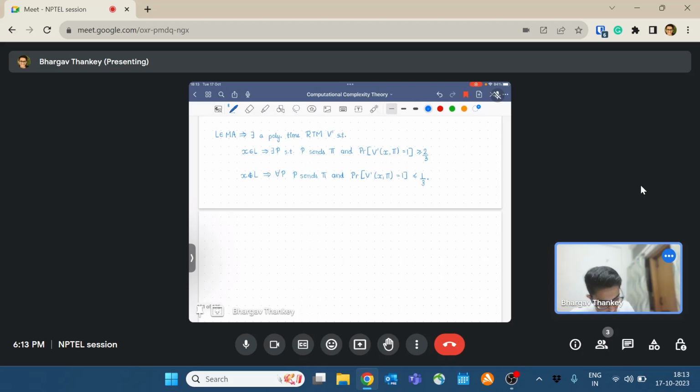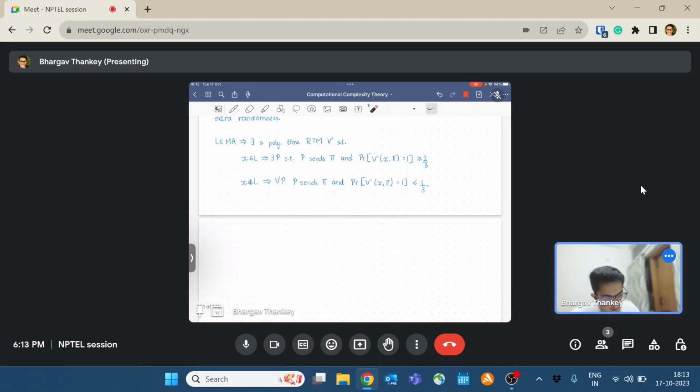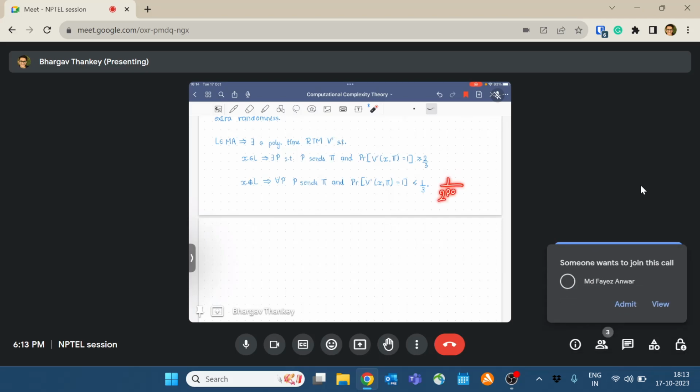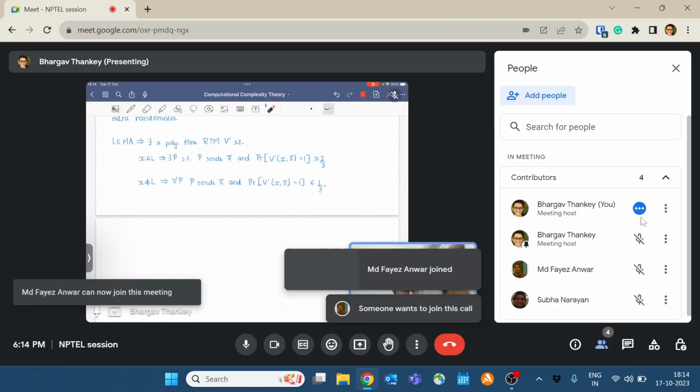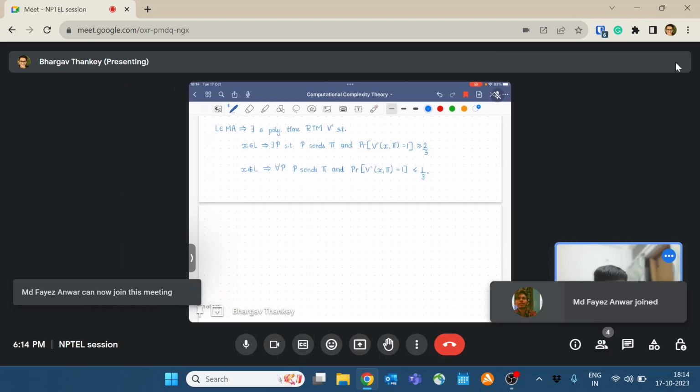So the first step in this proof is to increase the gap between these two probabilities. What we'll do is we'll first show that we can assume without loss of generality that the verifier V prime, when x is in L, accepts the proof with probability 1 minus 1 over 2 to the poly n, and when x is not in L, it accepts with only this probability. So let's first do that.